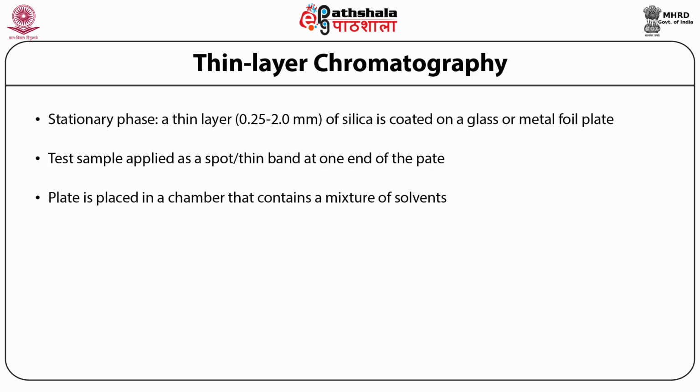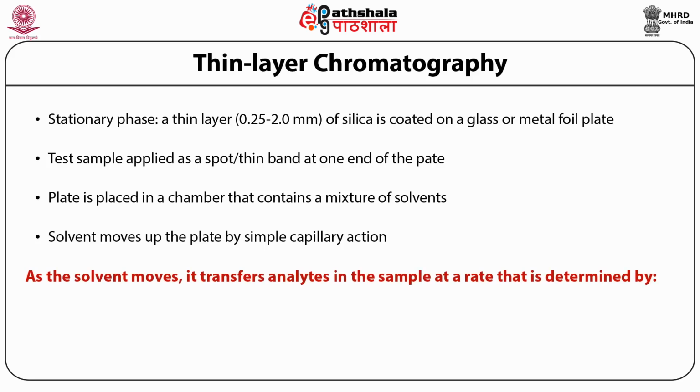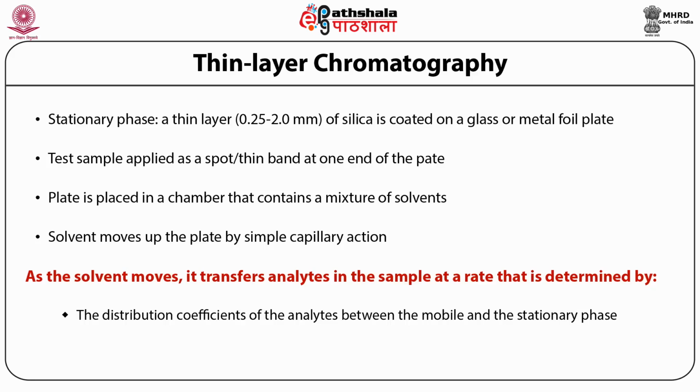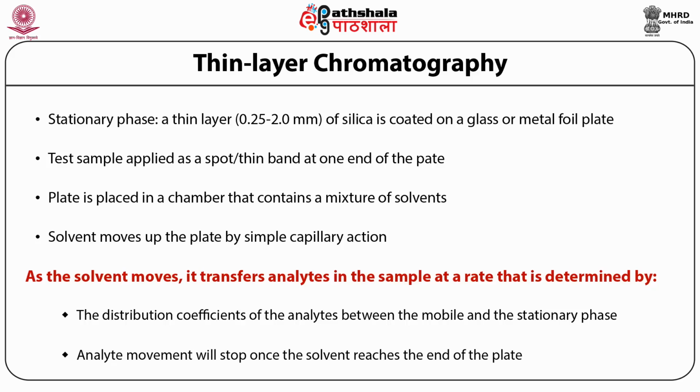The plate is then placed in a glass chamber that will contain a mixture of solvents. The solvent will move up the plate by simple capillary action, and as the solvent moves, it will transfer analytes in the sample at a rate that will be determined by the distribution coefficients of the analytes between the mobile and the stationary phase. The analyte movement will stop once the solvent reaches the end of the plate.